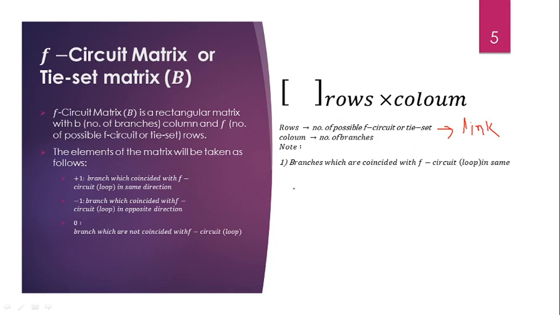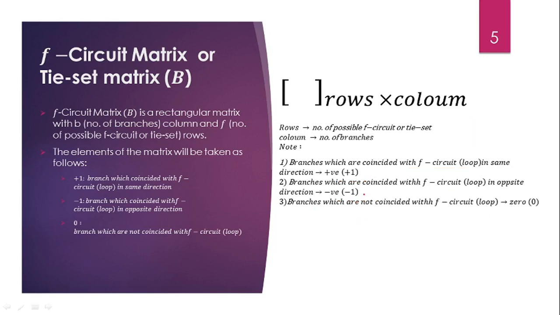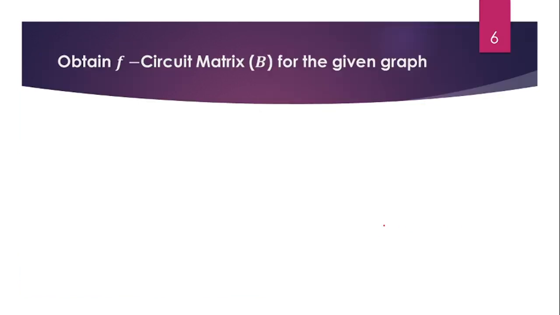Again, the values of the elements in the matrix are either +1, -1 or 0. Branches which coincide, having the same direction as the loop, we take as +1. Branches which coincide with opposite directions, we take as -1. And the branches which are not part of this particular F circuit loop, or which do not coincide with the F circuit, we take as 0. So the F circuit matrix or fundamental circuit matrix can be obtained. We can also call it the tie set matrix.